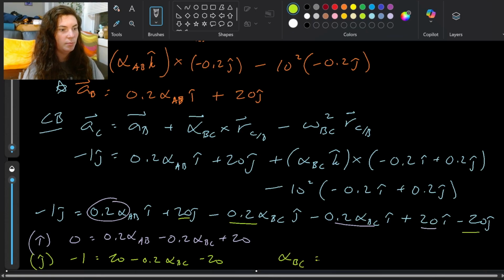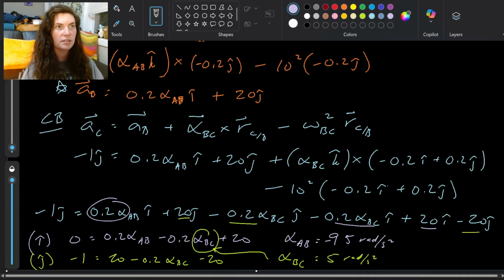That makes my alpha BC 5 radians per second squared, which I can then plug back in right here and solve for alpha AB. Whoops, that was not the right plug-in. Sorry, let's put that back. All right, we're going to plug in right here for alpha BC to get alpha AB, and alpha AB from the math there is going to give us negative 95 radians per second squared. So those are our answers.